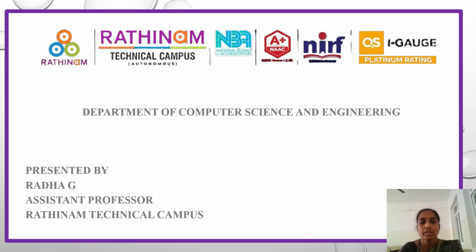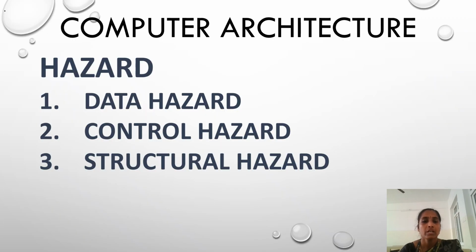We are going to see about hazards under computer architecture course. Hazards in computer architectures are situations in pipeline processor that prevent the next instructions from executing in its designated clock cycle, reducing performance and potentially causing incorrect results.